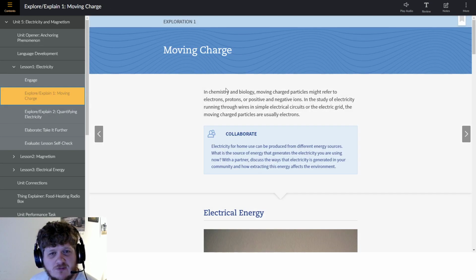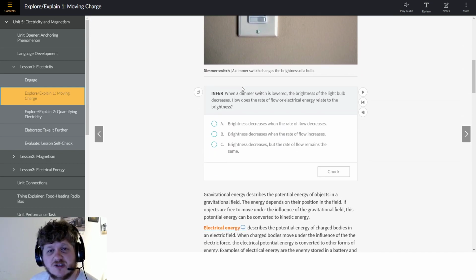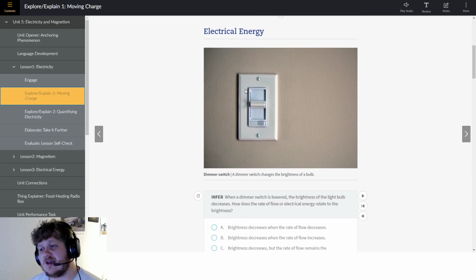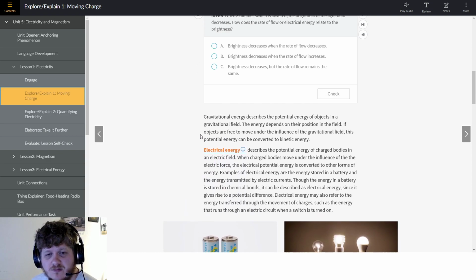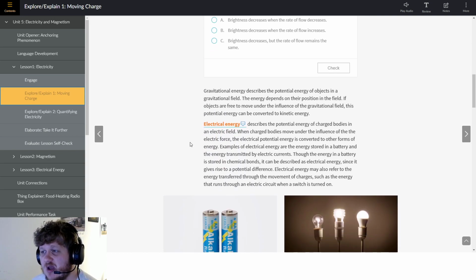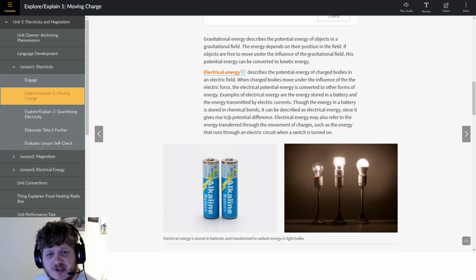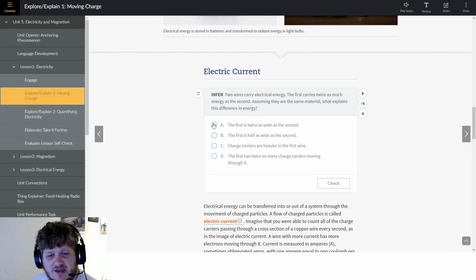So in Explore Explain 1, we're just sort of looking at the idea of how these charges move. So it's a little bit like the example I gave you of your sink and the faucet running, where you turn on the handle, you have the pipes, and just sort of looking at it in terms of a light, or various light sources. And electrical energy is something we've talked about, and we're going to go into a little bit more depth of what electrical energy is, and the idea of this electric current or the flow of electricity.